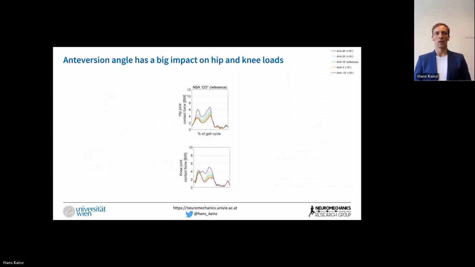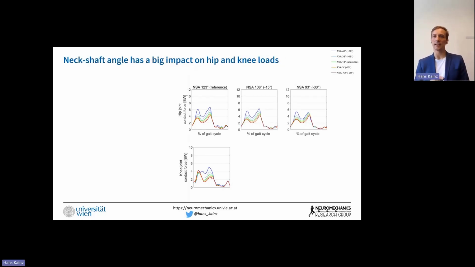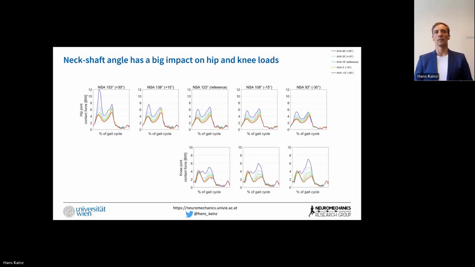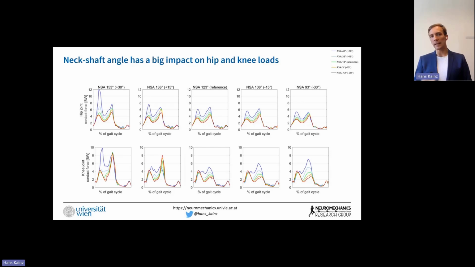What we found here was that, as expected, an increased anteversion angle led to an increase in the hip joint contact force, shown in the top figure, but also an increase in the knee joint contact force, especially at the second peak. But this is now only the influence of the anteversion angle. When we then also looked at the neck shaft angle, we could see that a decrease in neck shaft angle had a minor impact. However, increasing the neck shaft angle had a huge impact on the hip joint loads. When we're looking at the knee joint loads, we saw that increasing as well as decreasing affected the hip joint loads.